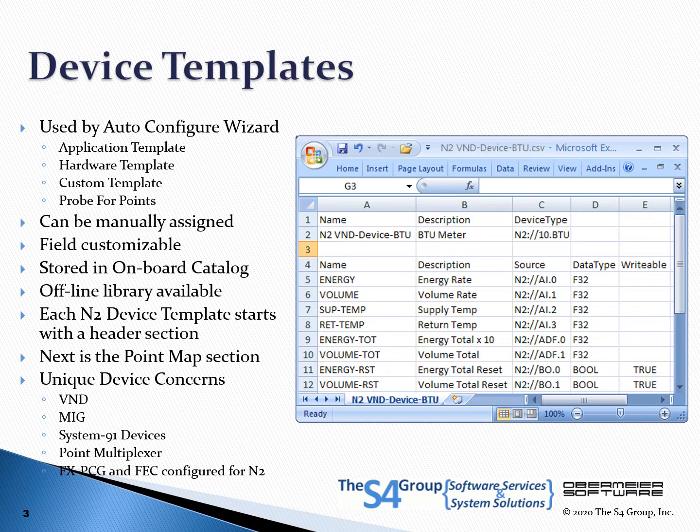DX9100 devices are custom programmed. S4 provides a utility to parse the .dmo file and generate a custom device template that exactly matches the device configuration. PCG and FEC devices are natively BACnet MSTP, but can be reprogrammed to look like N2 vendor devices.